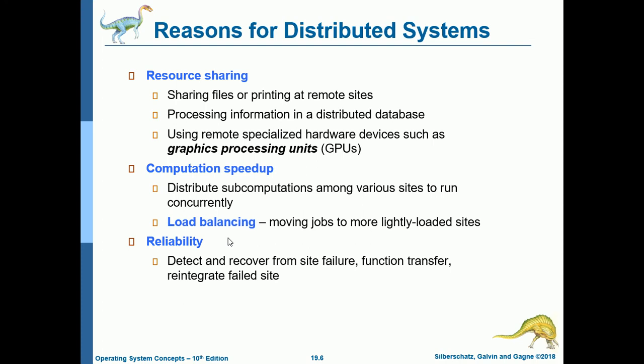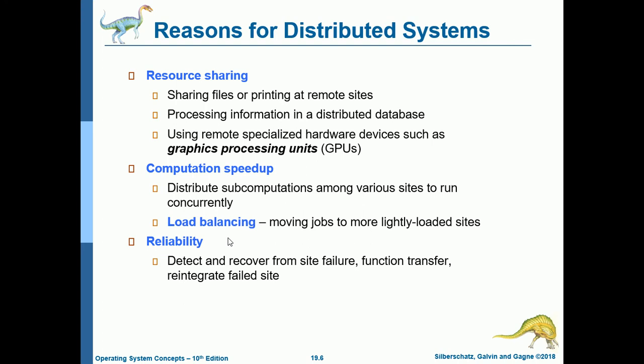And then another reason for a distributed system is computation speedup. Distribute subcomputations among various sites to run concurrently. Of course, two heads are better than one. So for a distributed system, if it has two or more computers, the computing power will be much greater than a standalone computer.